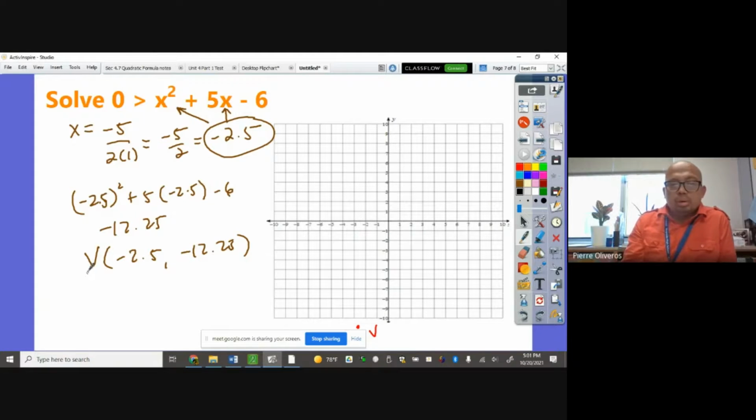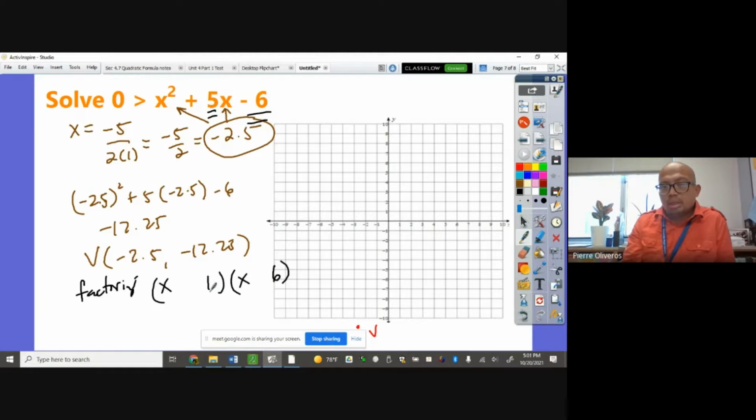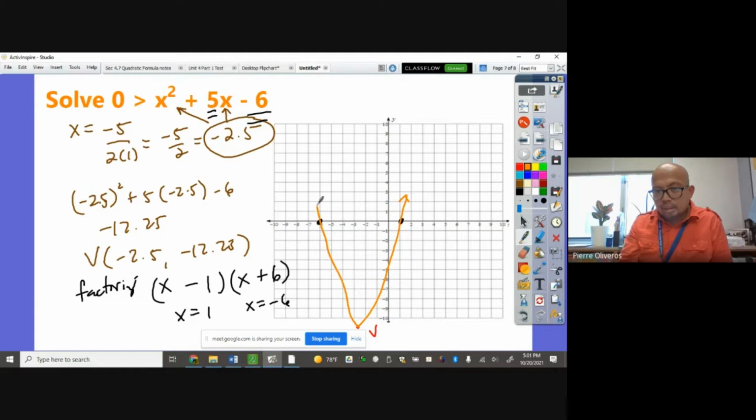So what do we need to do? Let's do the factoring here. What two numbers, when you multiply them, give you -6, and when you add them, give you +5? The answer is 6 and 1. This is positive, that's negative. And we know the values of x here are 1 and -6. So go to +1 and -6 right here. If we connect the vertex to the x-intercepts, it will be something like that and go up right here.